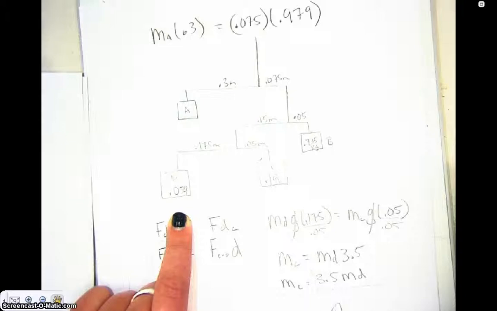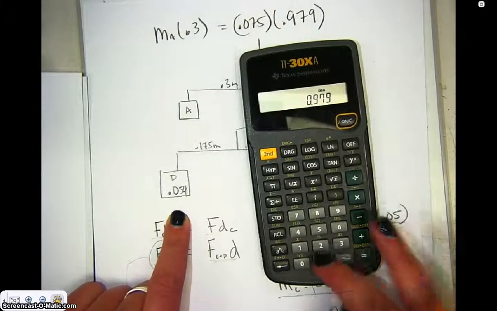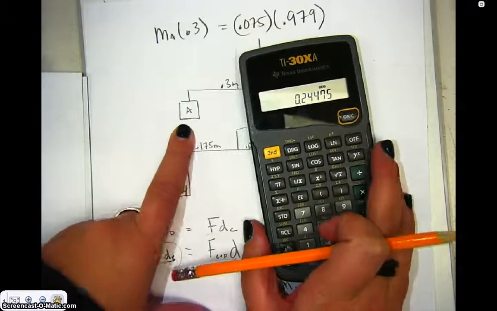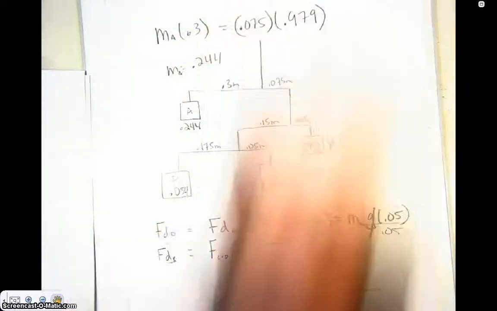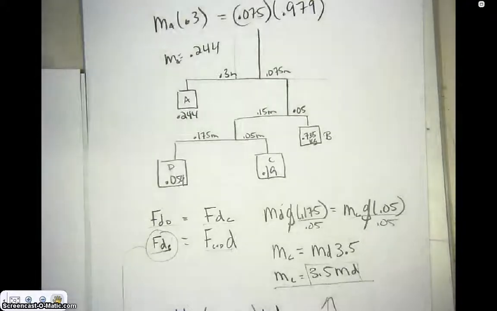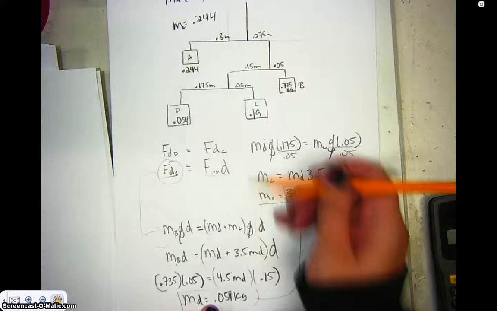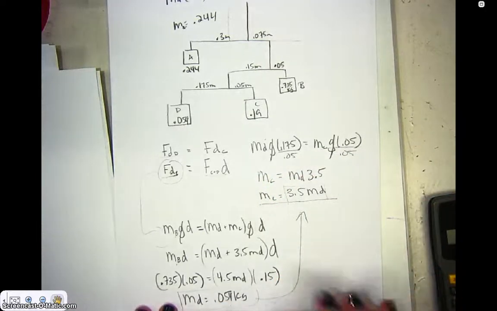That has to be equal to the mass of thing A times 0.3. So 0.979 times 0.075 divided by 0.3, and I get that mass A equals 0.244 kilograms. So not too hard. Just remember, it's an important lesson to understand this idea of being able to solve for something in terms of something else, and use it to eliminate variables.